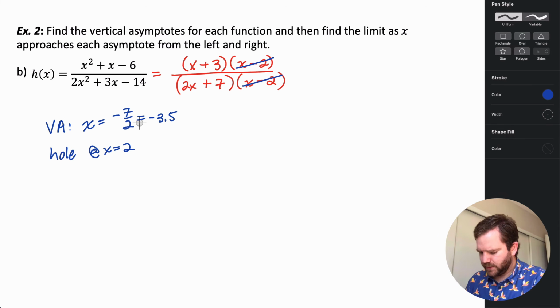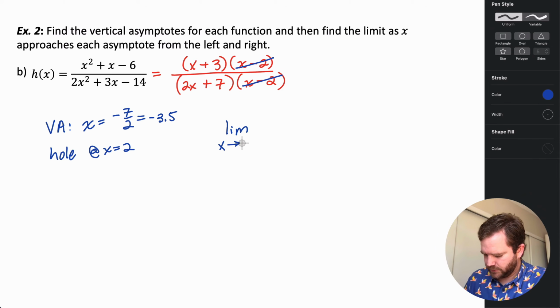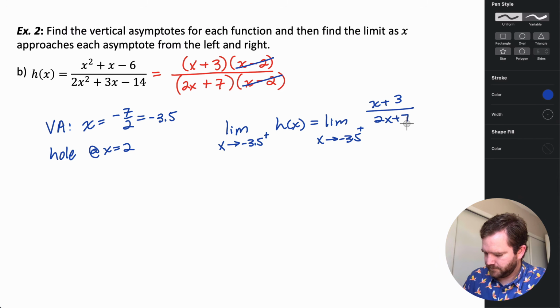Okay, so let's take a look at the limits around negative 3.5. So the limit as x approaches negative 3.5 from the right of h of x is going to be the same as the limit as x approaches negative 3.5 from the right of our reduced function, so x plus 3 over 2x plus 7. And we'll figure out what that is here in just a second.